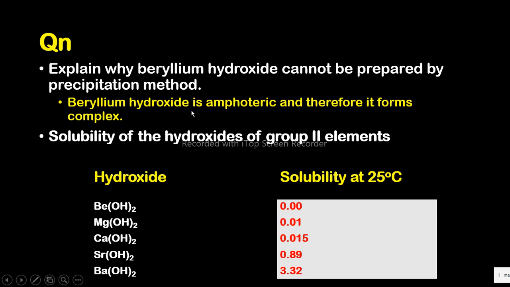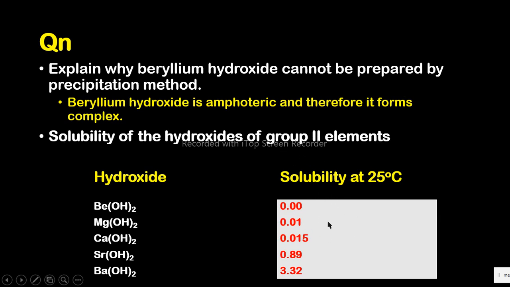Being an amphoteric hydroxide, it means it can react with both alkalis and acids. It cannot be prepared by precipitation. It will further react with OH ions to form what we call a complex, the tetrahydroxoberyllate(II) ion. The solubility of hydroxides of group 2 elements.